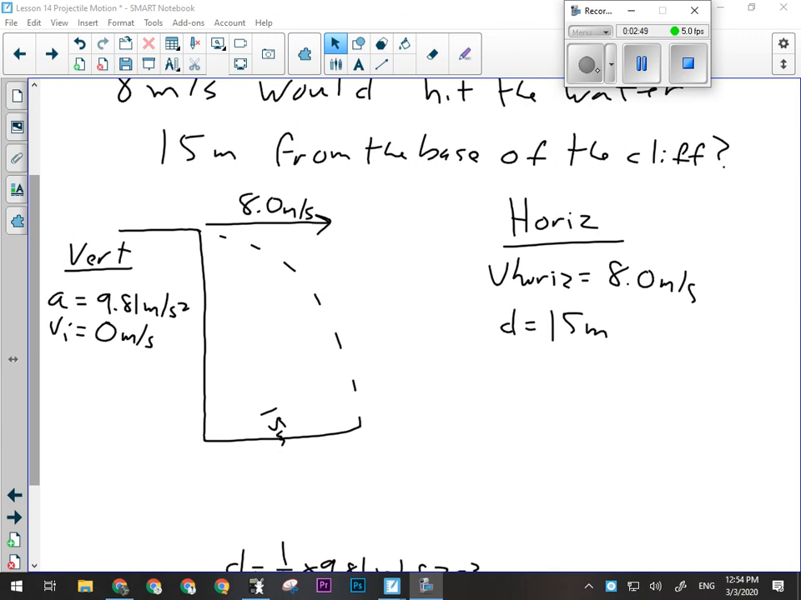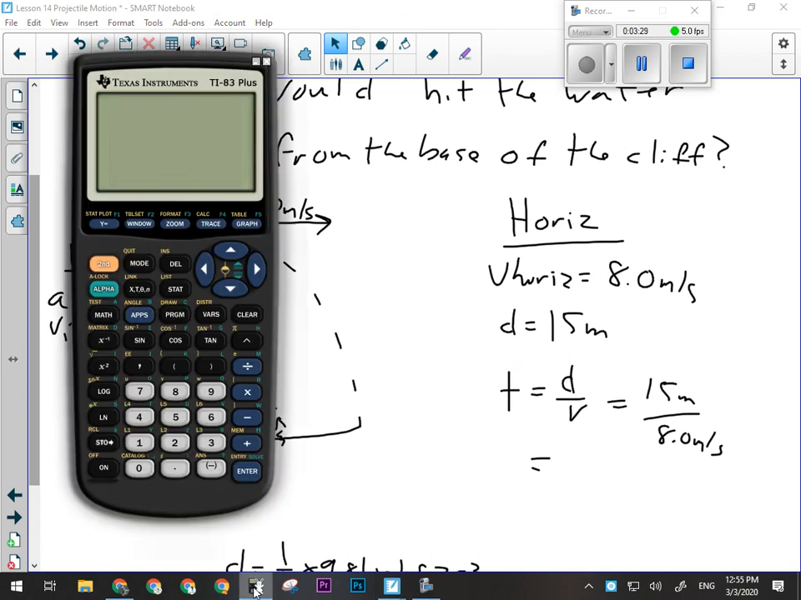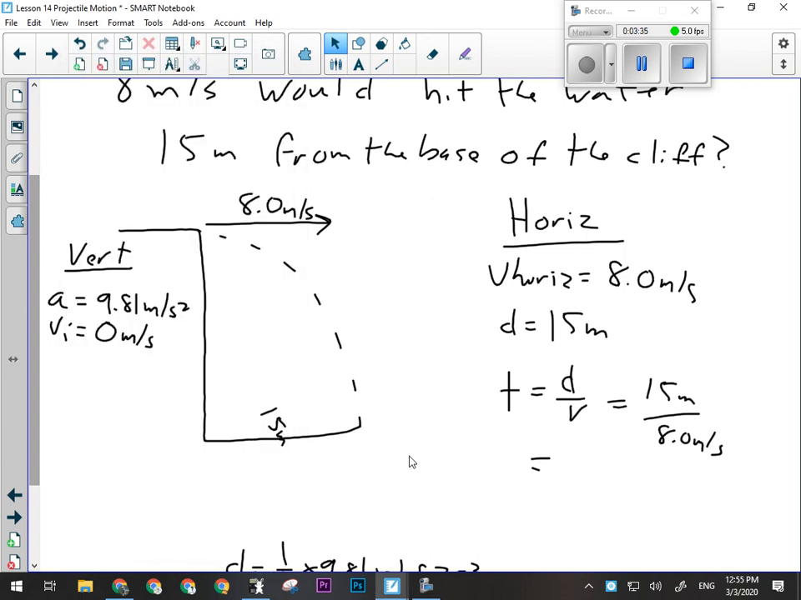So what I have to remember here is that the time is shared by both the horizontal and vertical components of this movement. The other thing I have to remember is that horizontally, the object travels at uniform velocity. Its horizontal velocity of 8 meters per second does not change. There's nothing to speed it up or slow it down. So we can use v equals d over t to find the time using the horizontal information. We're going to have our 15 meters divided by 8 meters per second, and that's going to give us our total time of the fall. So we'll have 15 divided by 8, which is 1.875 seconds.